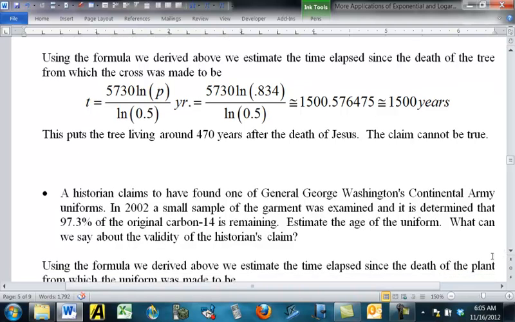Let's do another one. See if you can do this one yourself. A historian claims to have found one of General George Washington's Continental Army uniforms. Now, supposedly this is made from cotton, which was once alive, so we could do this sort of thing. In 2002, a small sample of the garment was examined. It was determined that 97.3% of the original carbon-14 is remaining. Estimate the age of the uniform, and what can we say about the validity of the historian's claim? See if you can work this out now. Press pause and come back.